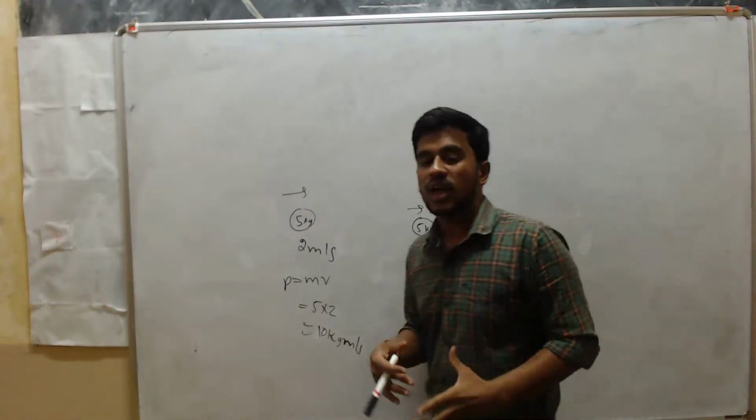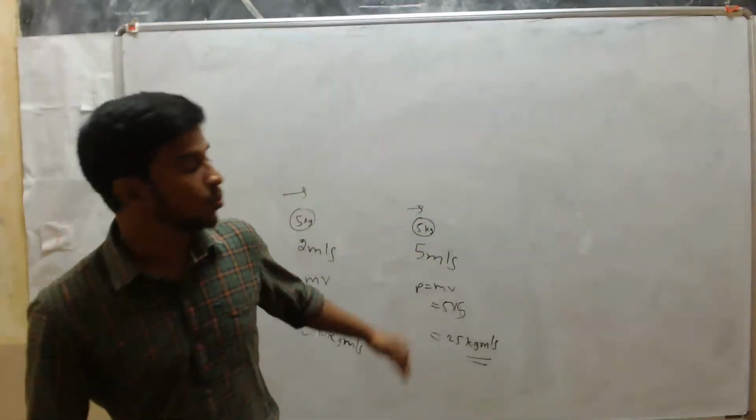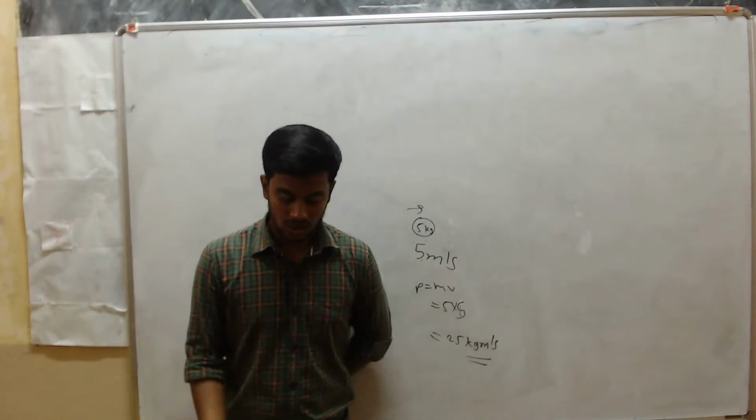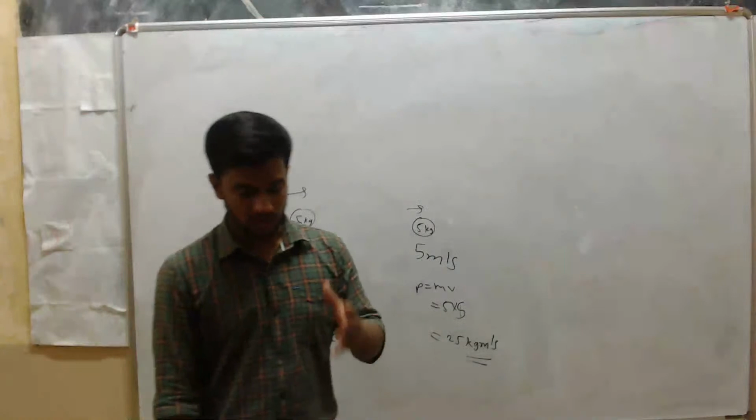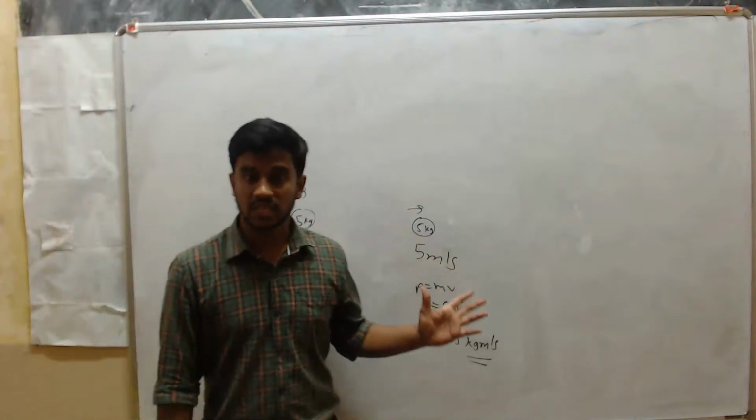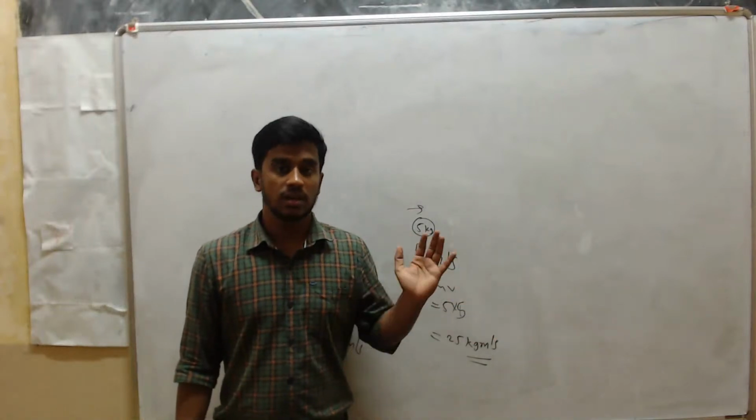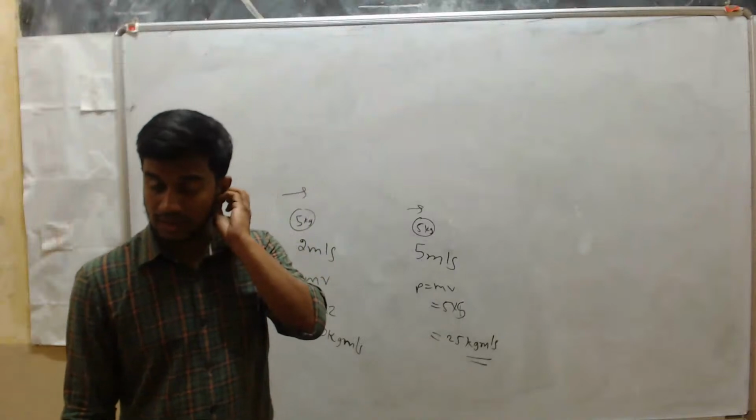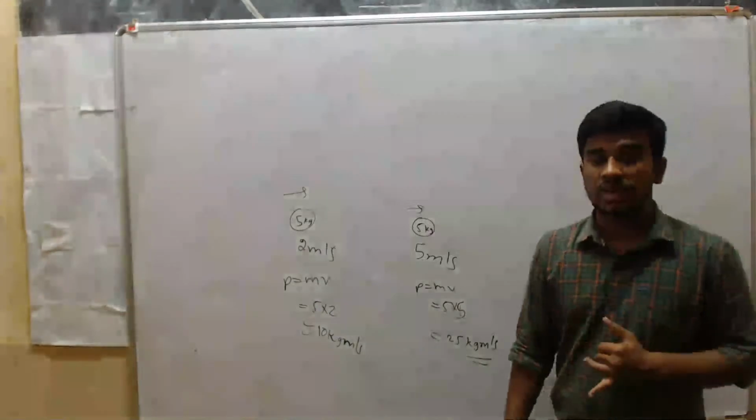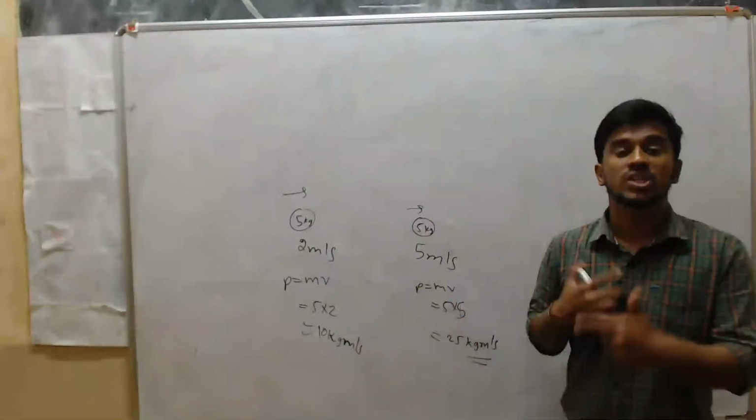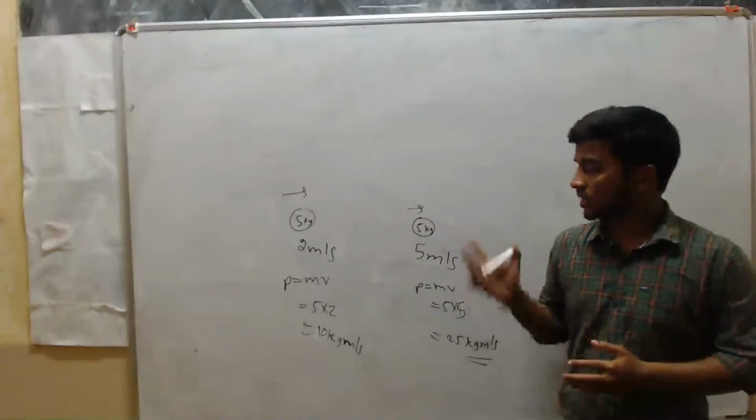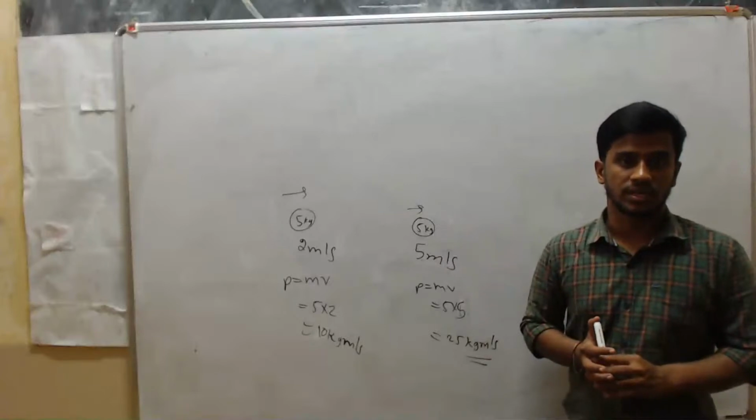So because of the application of force, we can change the momentum of an object. If you want to bring an object from rest to motion, motion to rest, or change its velocity, or change its direction, we use force. Without force, we can't change its direction or anything else. So we can say that because of force, we can change the momentum of an object.